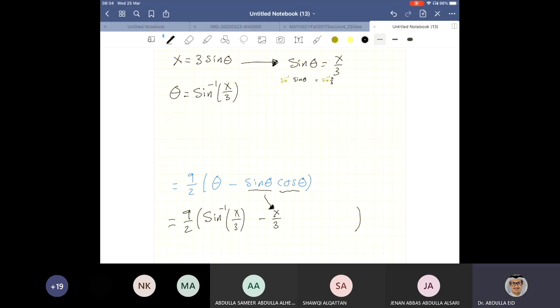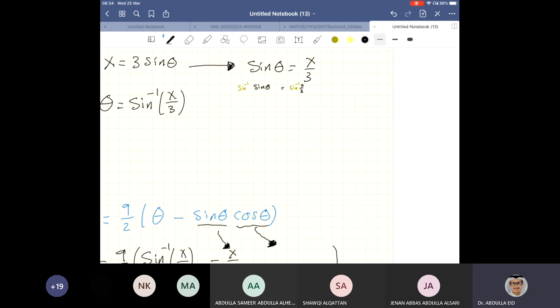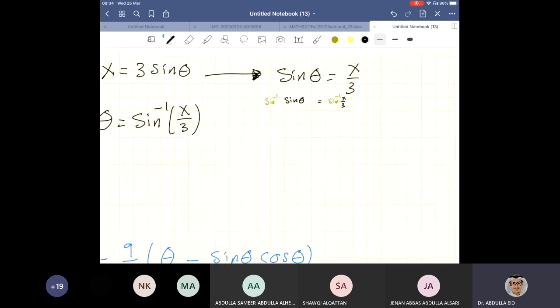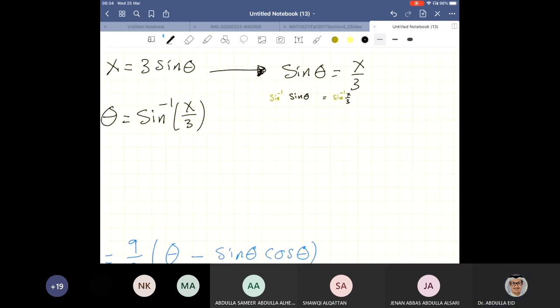Now the final piece of information is to find the cosine. We found the sine, we found theta. Finally, we need to find the cosine. How am I going to find the cosine? Please focus with me here because this is very important and will be repeated throughout this session.